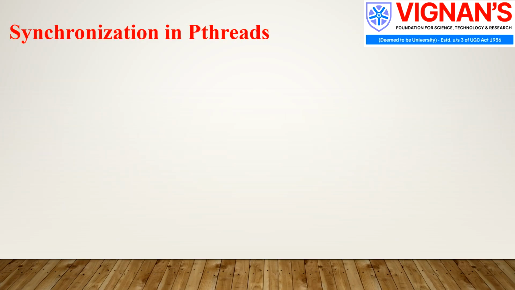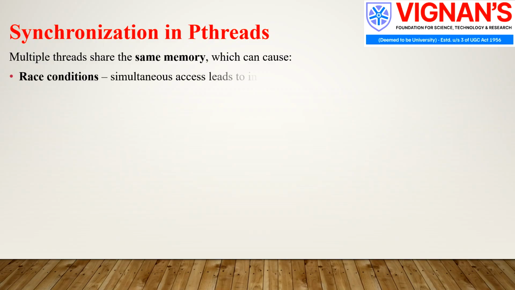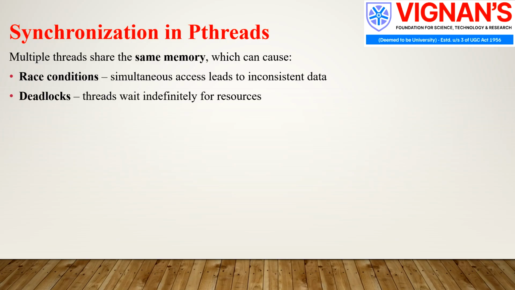Synchronization in Pthreads. When multiple threads share the same memory, issues like race conditions, deadlocks, and starvation can occur. Race conditions: simultaneous access causes inconsistent data. Deadlocks: threads wait indefinitely for resources. Starvation: some threads never get CPU access.